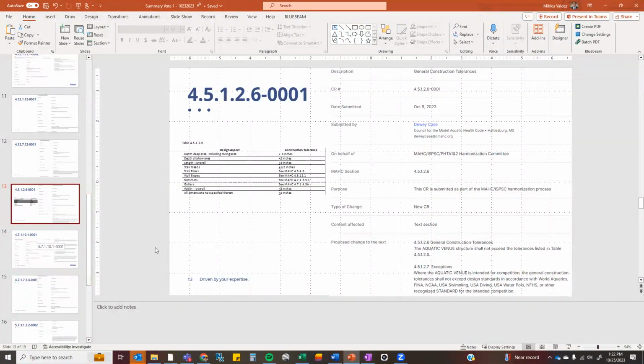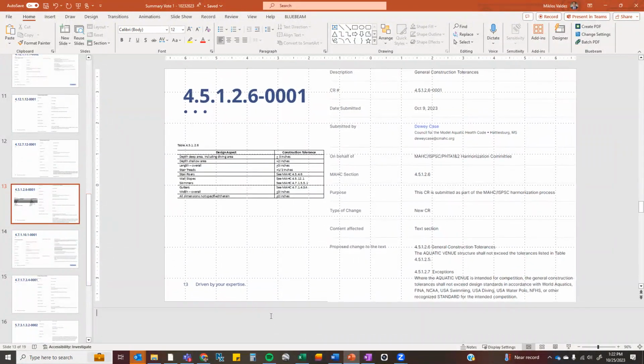Nicholas, let me add a clarifying point to that one very quickly. The construction tolerances are a harmonization, but that second line about conforming to the sports authorities is not found in the ISPSC. However, that's important to add because some of the tolerance differences may be separate or may vary from what's listed in the table.